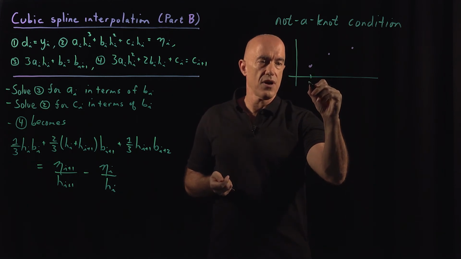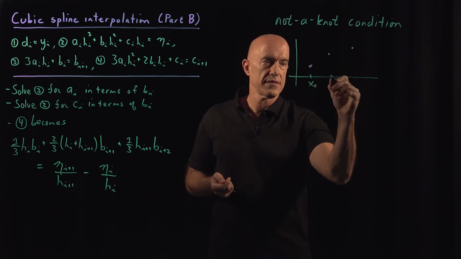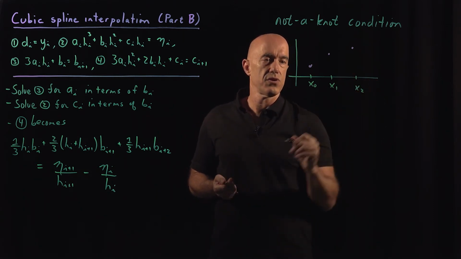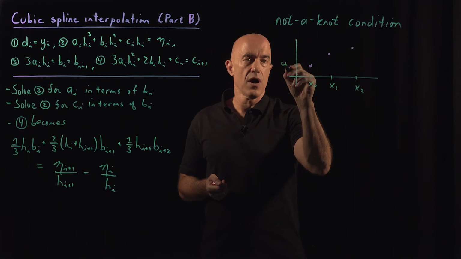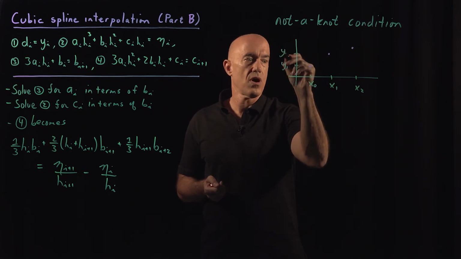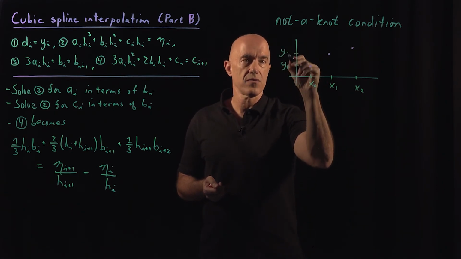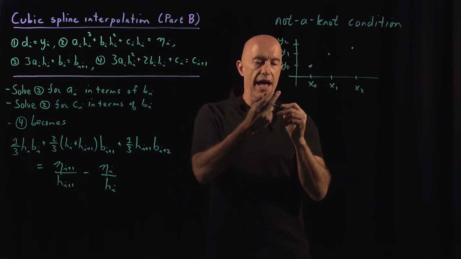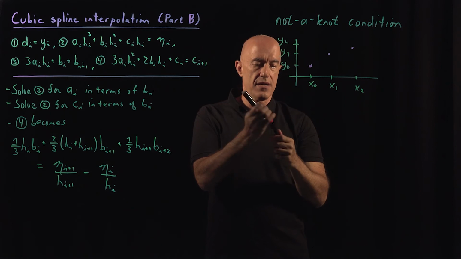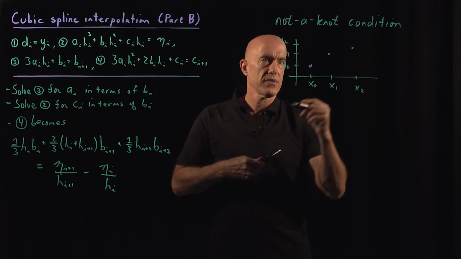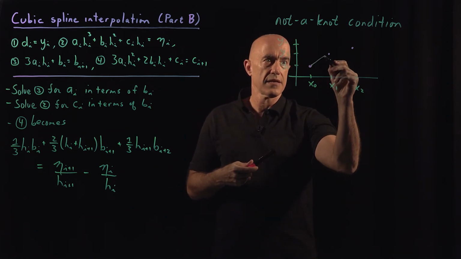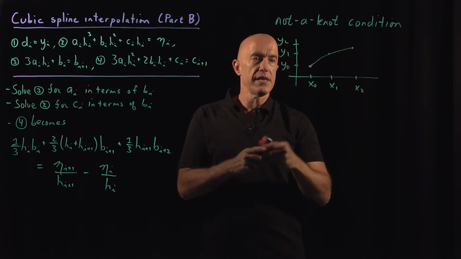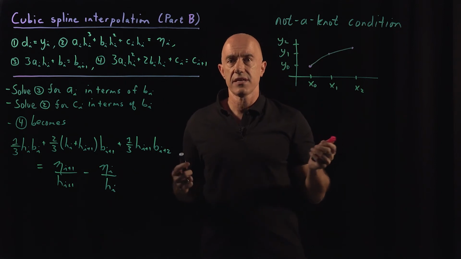This is our x0, this is our x1, this is our x2, y0, sorry, y1, y2. We have our interpolating polynomial here. So it looks, say, something like this. These points are called knots historically.